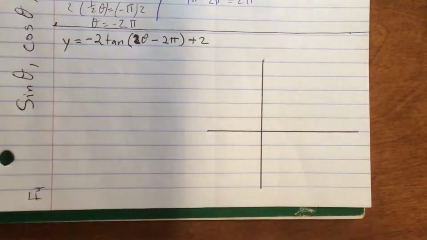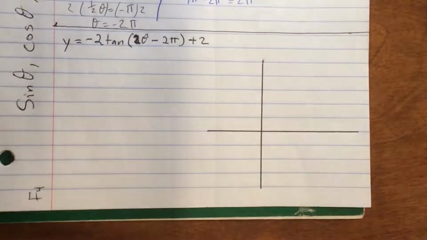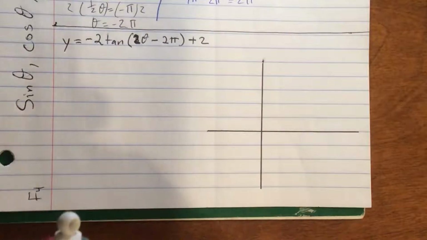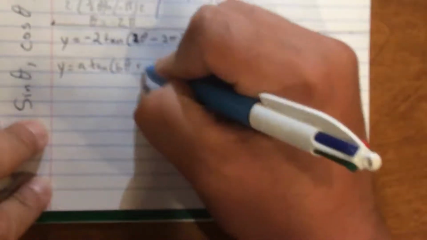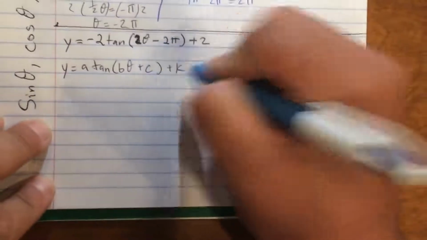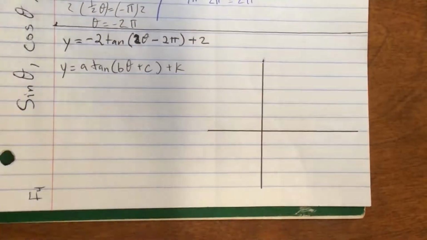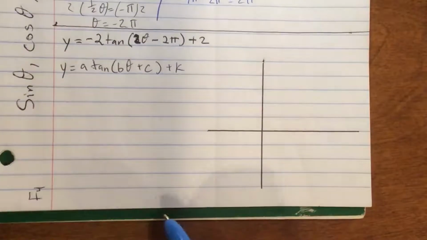This is part 3 of Foldable number 4 for graphing the sine, cosine, tangent with the phase shift and k. So once again, we're going to be using our formula: y is equal to a tangent of b theta plus c plus k. And as you can see, we have most of our variables already there, which is awesome.